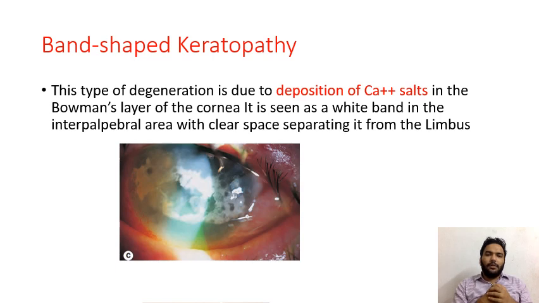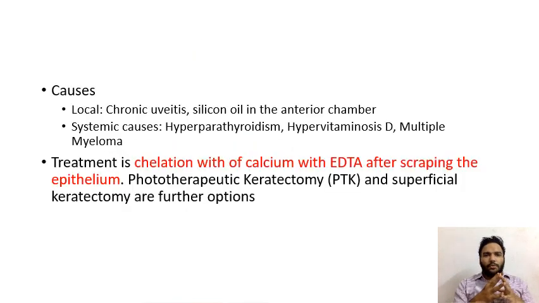But the treatment of band-shaped keratopathy is not very difficult. The recurrence is one of the issues with band-shaped keratopathy. So coming to the causes of band-shaped keratopathy, the local causes include chronic uveitis, silicone oil in the anterior chamber. These are the reasons why the calcium gets attached to the cornea. Systemic causes like hyperparathyroidism, hypervitaminosis D, and multiple myeloma. All these things cause increased calcium levels.